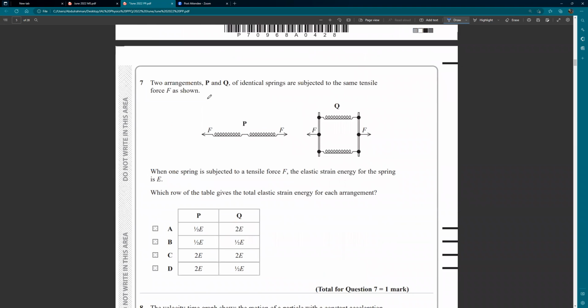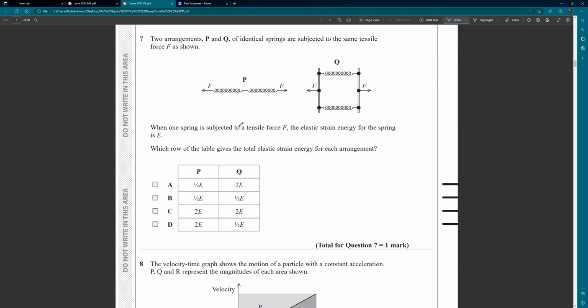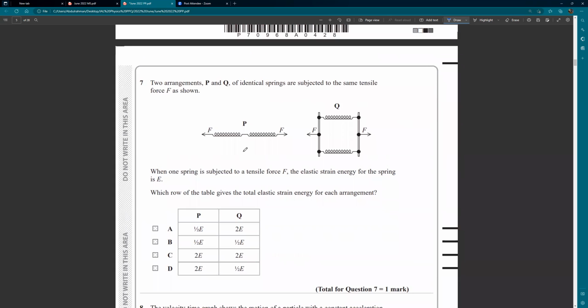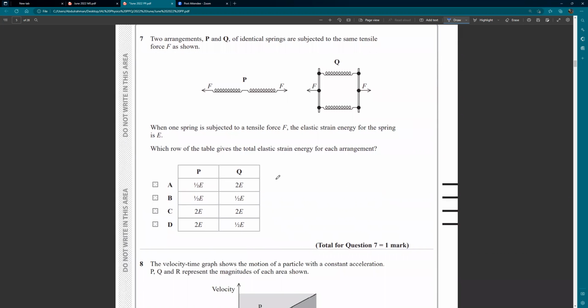Okay, two arrangements, P and Q, of identical springs are subjected to the same tensile force. When one spring is subjected to a tensile force F, the elastic strain energy for the spring is E. Which row of the table gives the total elastic strain energy for each arrangement? So the equation for elastic strain energy is half force multiplied by extension. Now, in both arrangements, the same force is applied, so the force doesn't change. So we are looking at the extension.